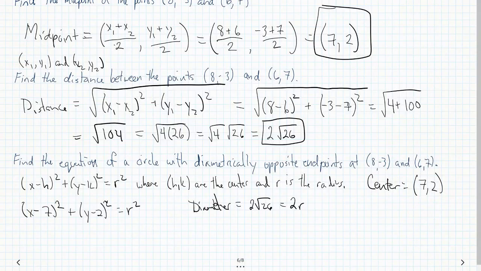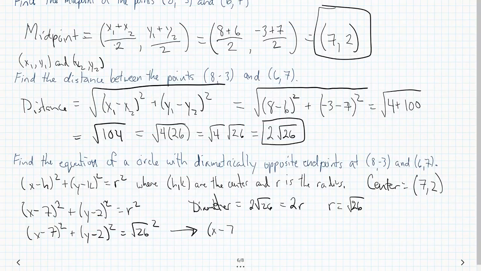Well, if you divide both sides by 2, that means r, which stands for our radius, should equal the square root of 26. So notice in our formula we have x minus 7 the quantity squared plus y minus 2 the quantity squared equals the square root of 26 squared. So what does this make? This makes x minus 7 the quantity squared plus y minus 2 the quantity squared equals 26. And you're done.